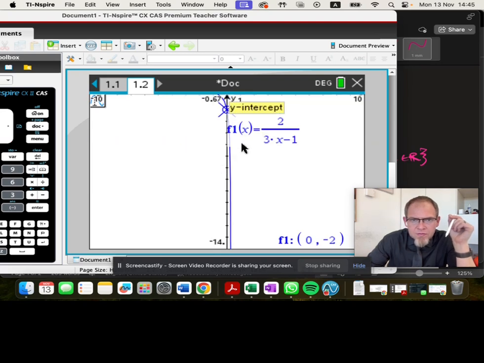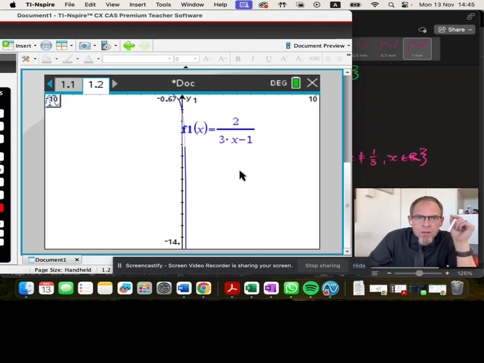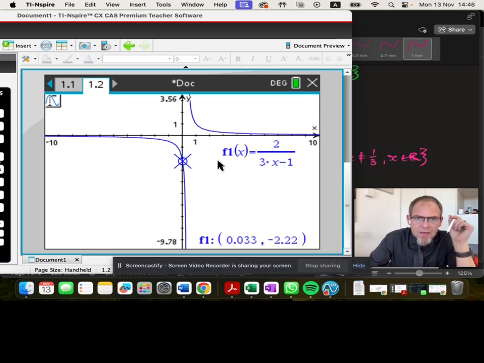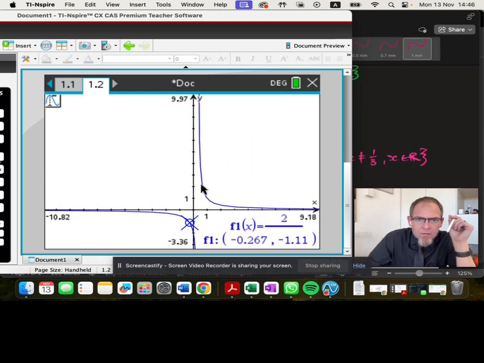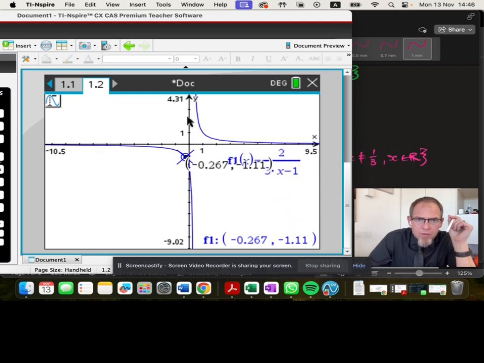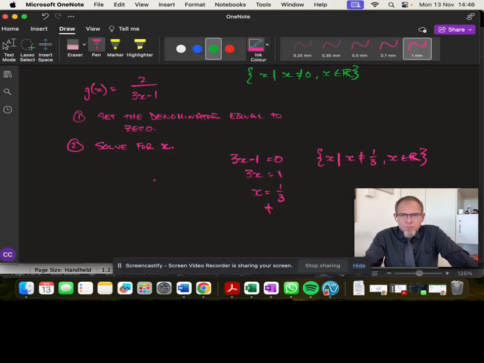you'll see that right here it's fine. If I press space and then I do 1 divided by 3, it doesn't show up. It doesn't have a value because it's not allowed to be that. Our x value is not allowed to be 1/3, and that's what that is showing us. That's this asymptotic behavior.